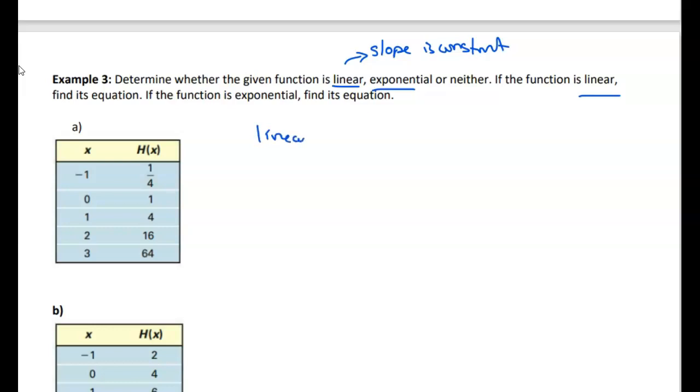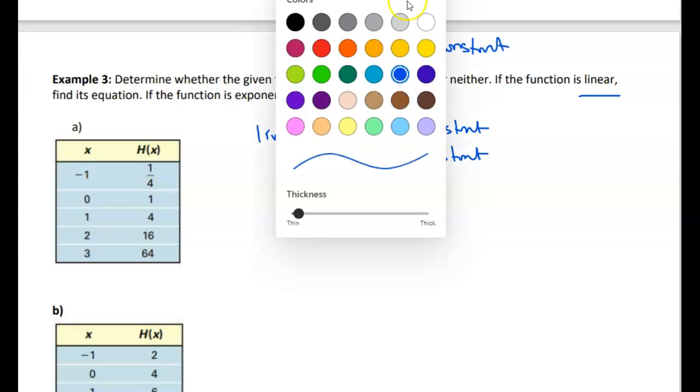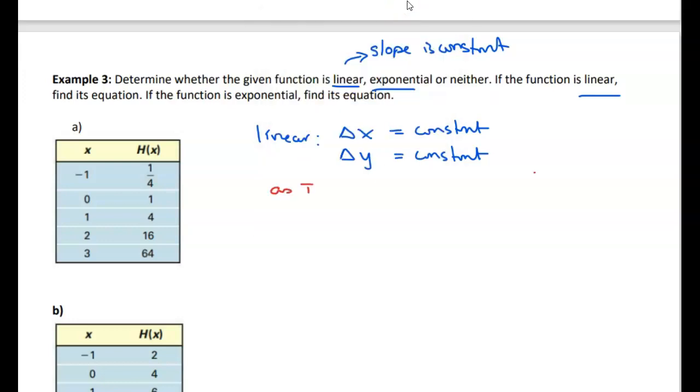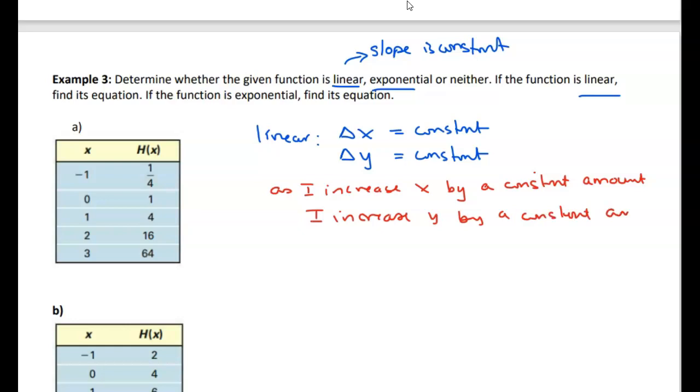which means, for a linear, for constant changes in x, the change in y is constant. That basically means that as I increase x by the same amount, the y value will increase by the same amount. So as I increase x by a constant amount, I increase y by a constant amount. And the change in y over the change in x will be the slope. So for a linear function, the slope stays constant.